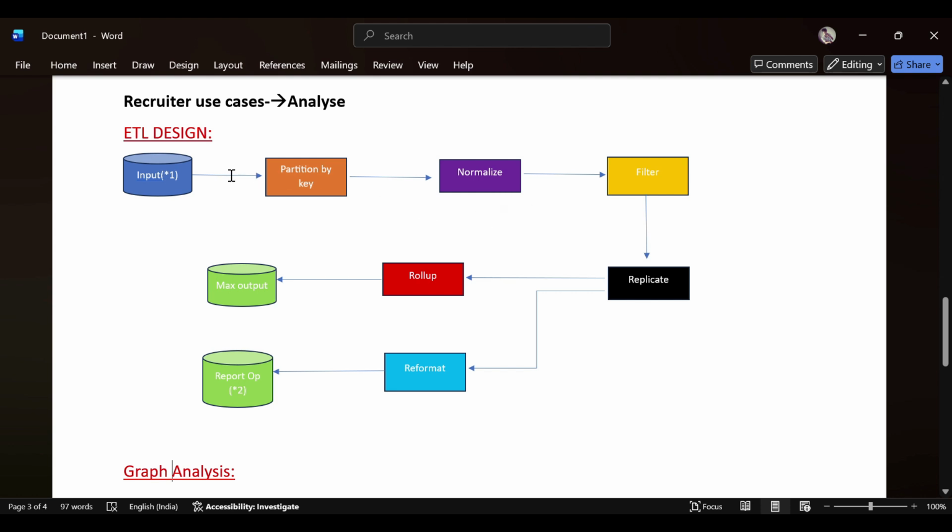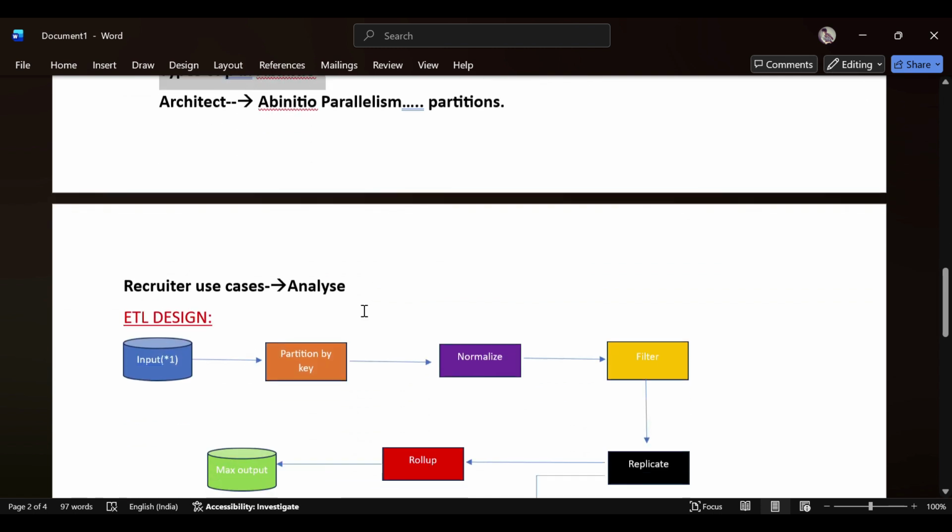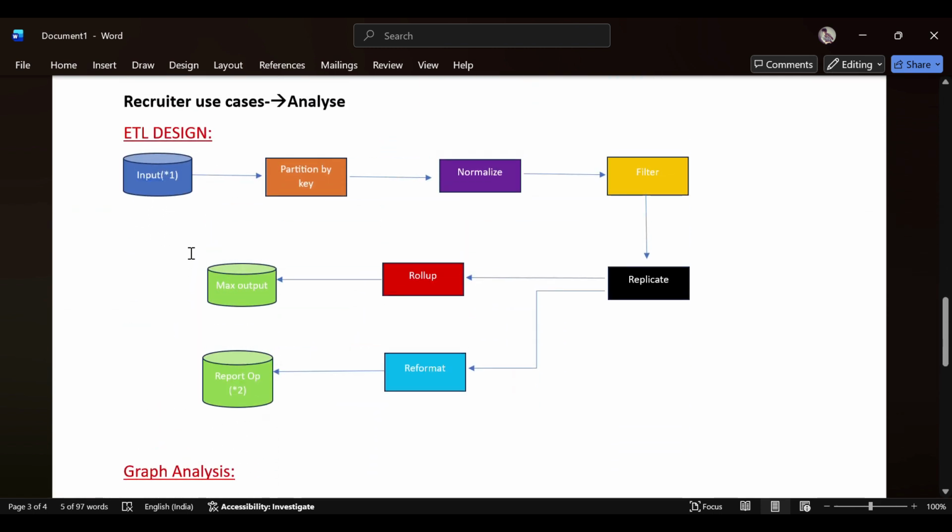Okay, so you have to differentiate what is happening, and then where the type of parallelism comes into the picture. For that, you should know the idea of a graph, and then the types of parallelism. So first we'll understand the graph.